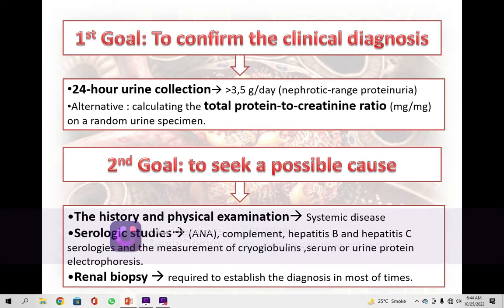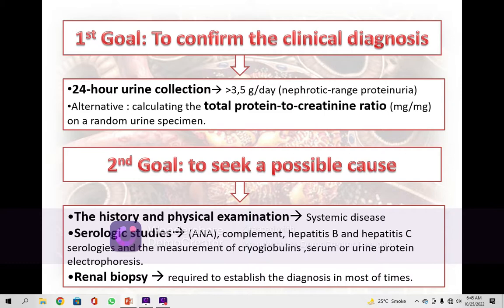On a random urine sample, if it is not possible to collect for 24 hours, then the total protein in the urine to the creatinine ratio will be again more than 3 to 3.5. It is a random sample.